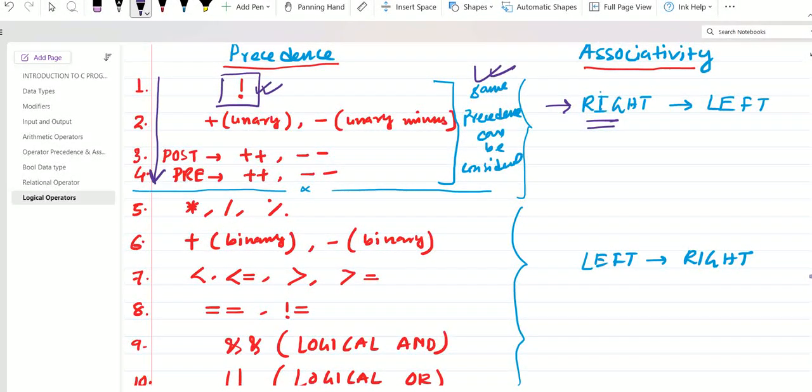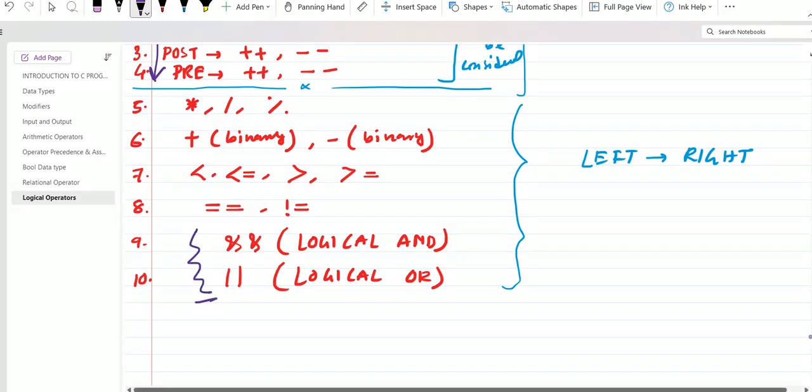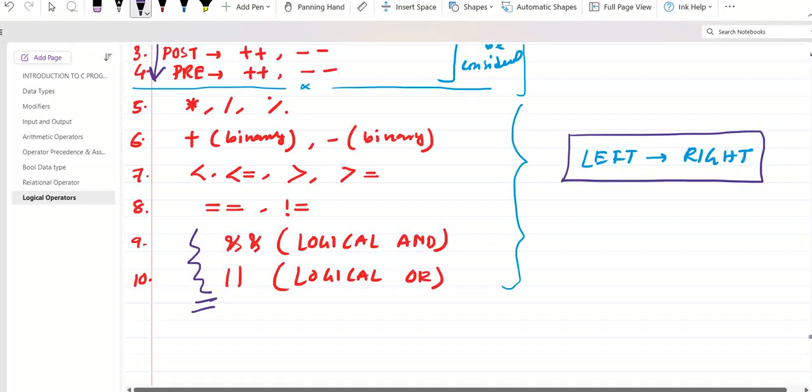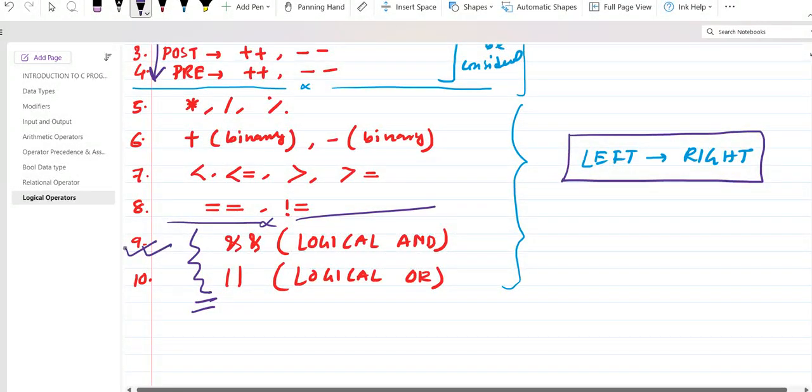And the two logical operators require two operands, so their nature is binary. For binary operators, the associativity is always left to right. In the table you can see that logical operators fall after the relational operators in precedence. Out of these two logical operators, logical AND is higher in precedence than logical OR, which means logical AND will be evaluated first.